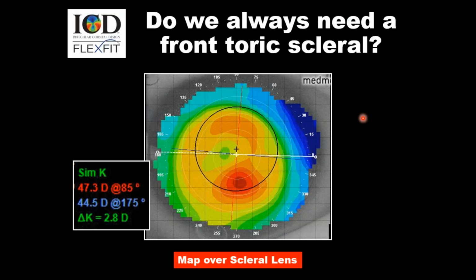Remember to map over top of your lens on eye or do K readings over top of your lens on eye. If it's coming up astigmatic by greater than a half diopter, then the lens is probably flexing on eye and therefore we should go thicker. We'd normally go 0.35 thick when you've got about a diopter of flexing. If it's more than a diopter, we might go up to 0.4 millimeters thick, remembering that standard thickness is 0.3.